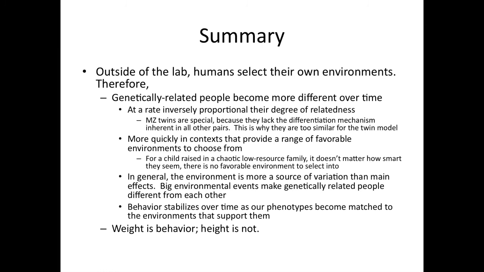So, a summary. Outside of the lab, human beings select their own environments, and as a result of that, genetically related people become more different over time at a rate inversely proportional to their degree of relatedness. Fraternal twins become different more rapidly than identical twins do. Identical twins are special because they're so similar that they don't have that differentiation mechanism that gets the process of differentiation started.